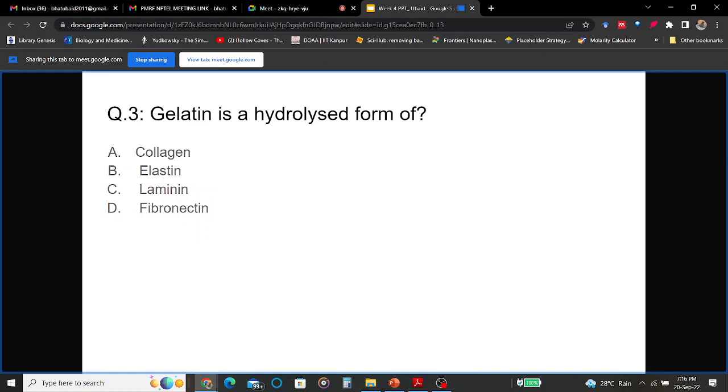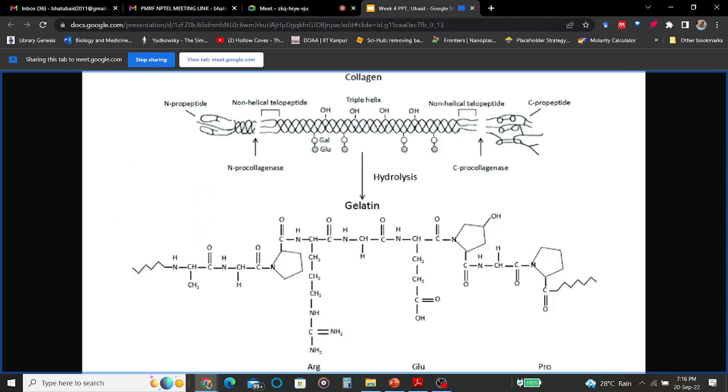Actually, collagen is a protein present mainly in the connective tissue, and upon controlled hydrolysis, this leads to the formation of gelatin. Gelatin also has different properties from collagen. So it should be controlled hydrolysis. If it is uncontrolled, then the gelatin can hydrolyze further and form hydrolyzed collagen.